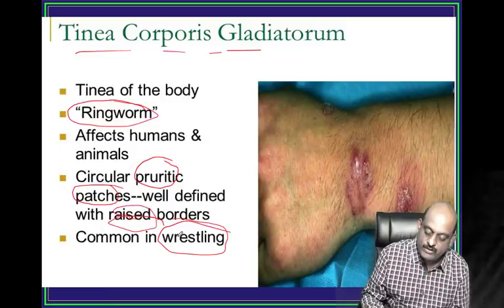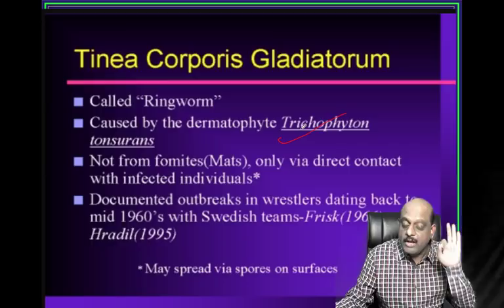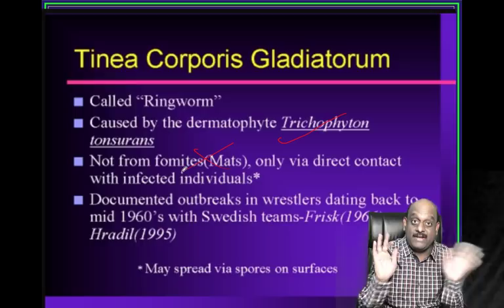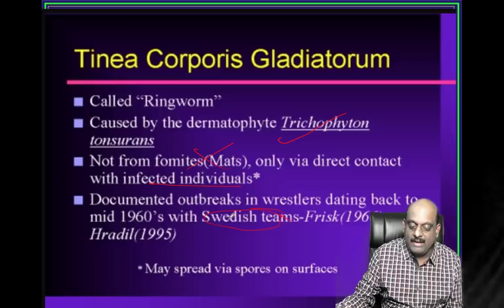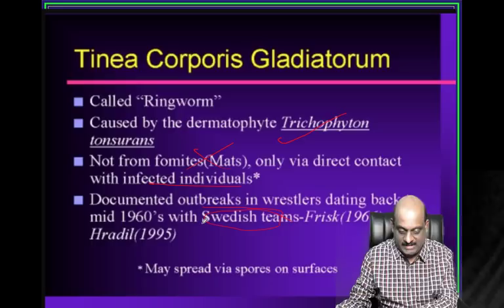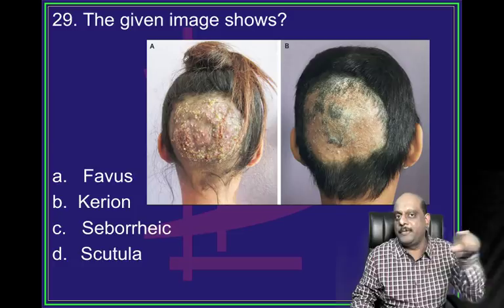Tinea corporis gladiatorum is caused by what? That is tomorrow's examiner's question. Trichophyton tonsurans. It is not from the fomites, the mats. It is the direct contact while you are doing wrestling with an infected individual. In Sweden, they have discovered outbreaks of this among the wrestlers. The fungus which is causing hair, skin, the nail, all the three, what is that called? Trichophyton rubrum is what you should remember.